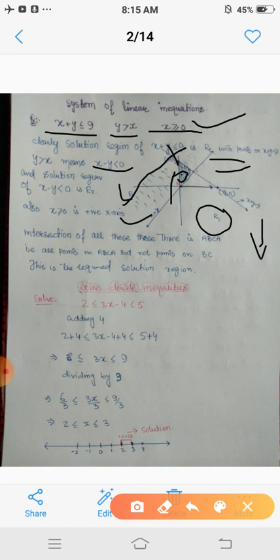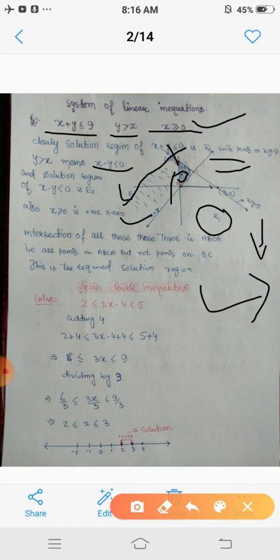Now we will see how to solve double inequalities. If we consider 2 less than or equal to 3x minus 4 less than or equal to 5, here we have to find the value of x. In this middle expression, 3x minus 4 contains minus 4 as well as 3 in the multiplication. So our priority should be to remove these terms. How to remove this minus 4? By adding plus 4 on both sides.